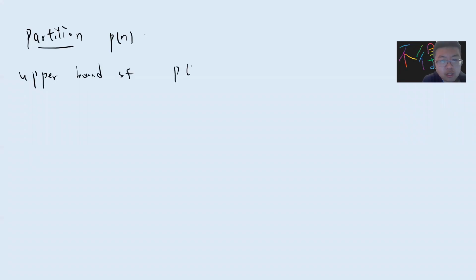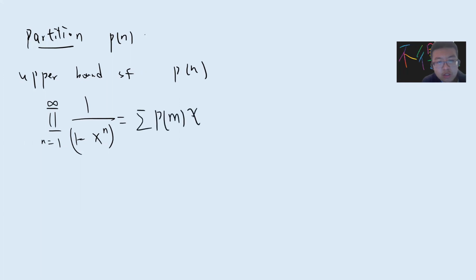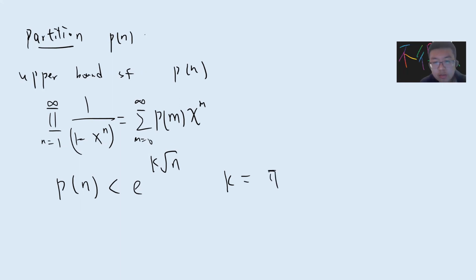of P of n. A simple definition of P of n is just the integer partition, but another definition which will be very simple is that we do the infinite product, right? And let me define P of n to be the power series of this guy, and the upper bound is that P of n is less than exponential k square root of n, where k is pi times the square root of 2 divided by 3, 2/3.